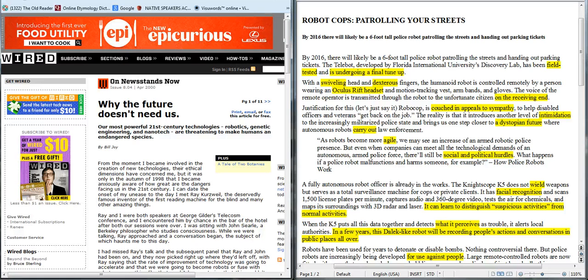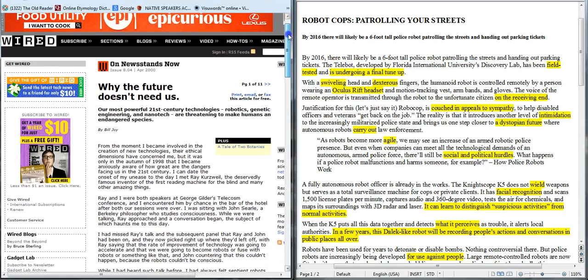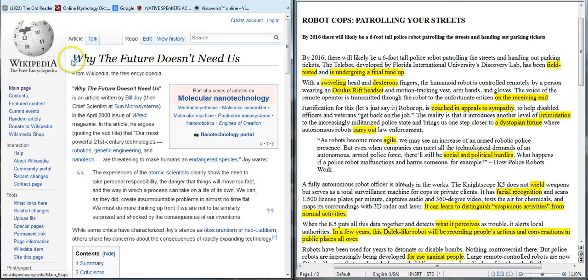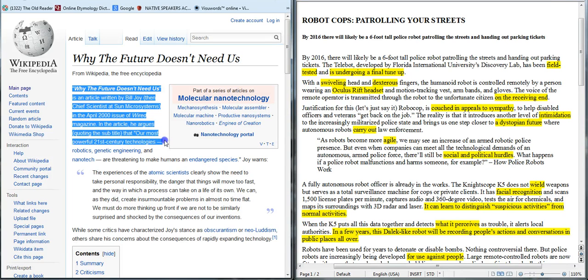It might also be worth noting that Wired magazine released an article, I think this was in April 2000, called Why the Future Doesn't Need Us. It was written by a man called Bill Joy. If you want some background on the article, it's online and quite interesting. Why the Future Doesn't Need Us is an article written by Bill Joy, then chief scientist at Sun Microsystems, in the April 2000 issue of Wired magazine. In the article, he argues that our most powerful 21st century technologies, robotics, genetic engineering, and nanotech, are threatening to make humans an endangered species. What are we doing to ourselves?